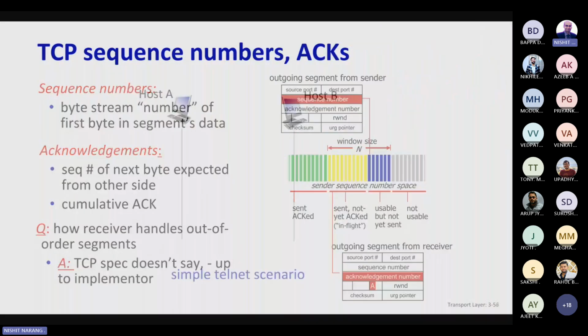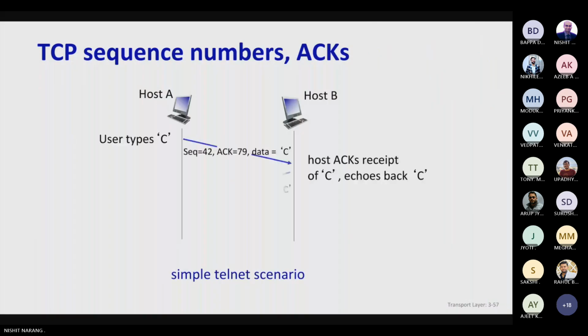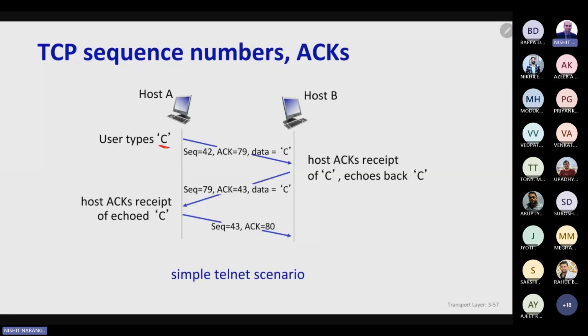Now, let's take a few examples to understand this better. Okay, let's take a simple telnet scenario. Host A telnets into host B. So in a telnet session, user types something on host A using the keyboard of host A, but that data goes to host B. It's meant for host B. That's what telnet is, right? So on host A, user types the alphabet C. So TCP sends a segment towards host B. What is the data that that segment contains?